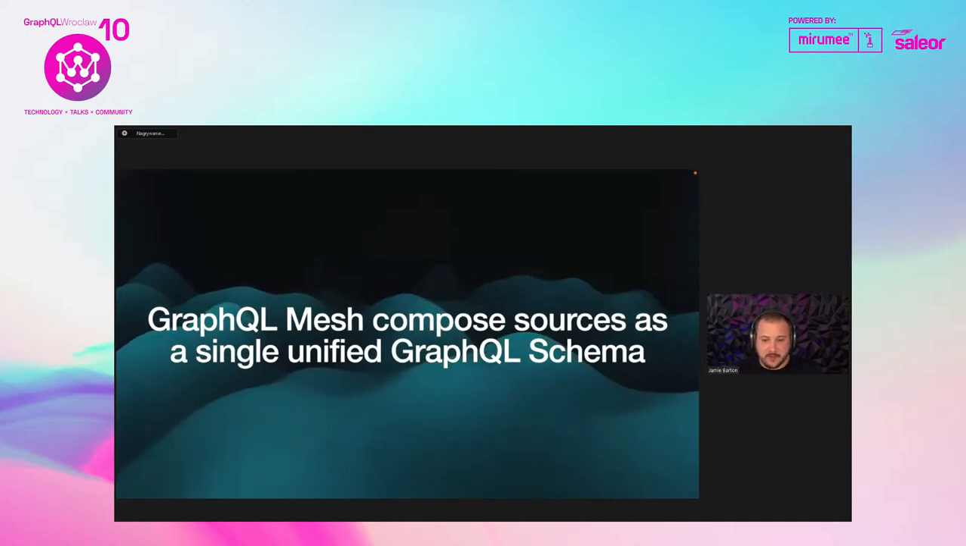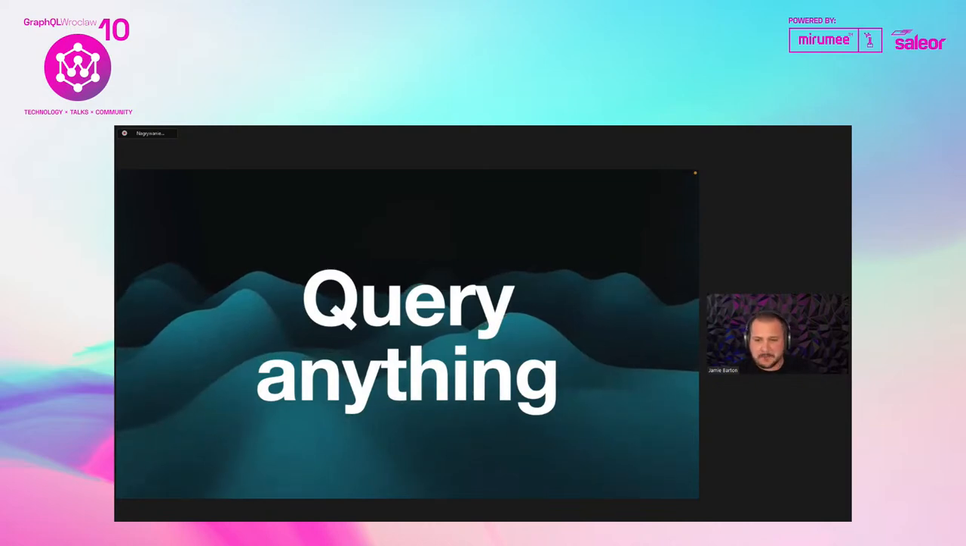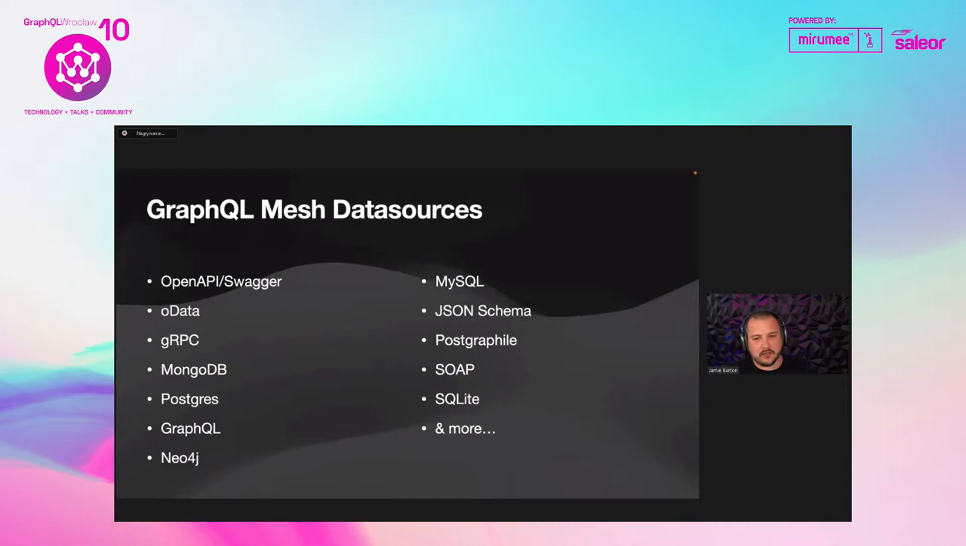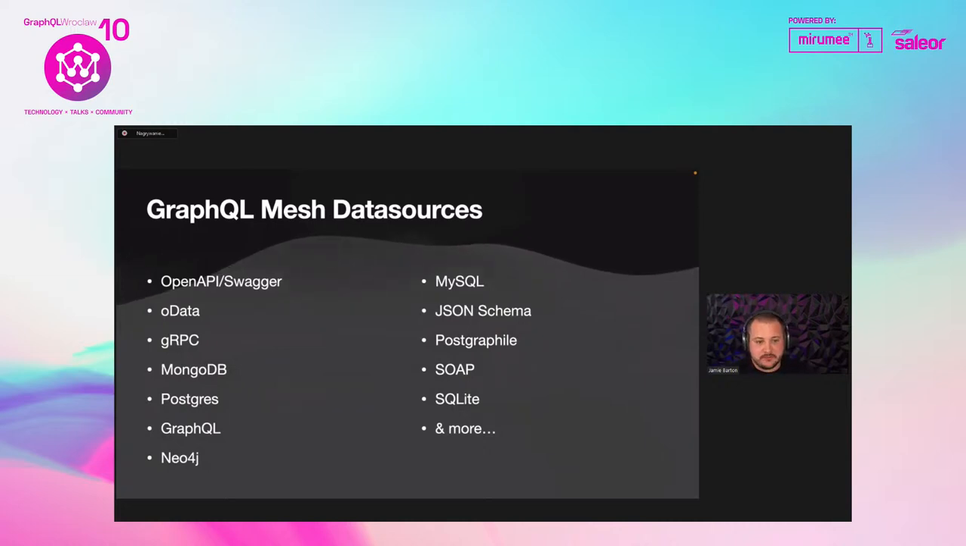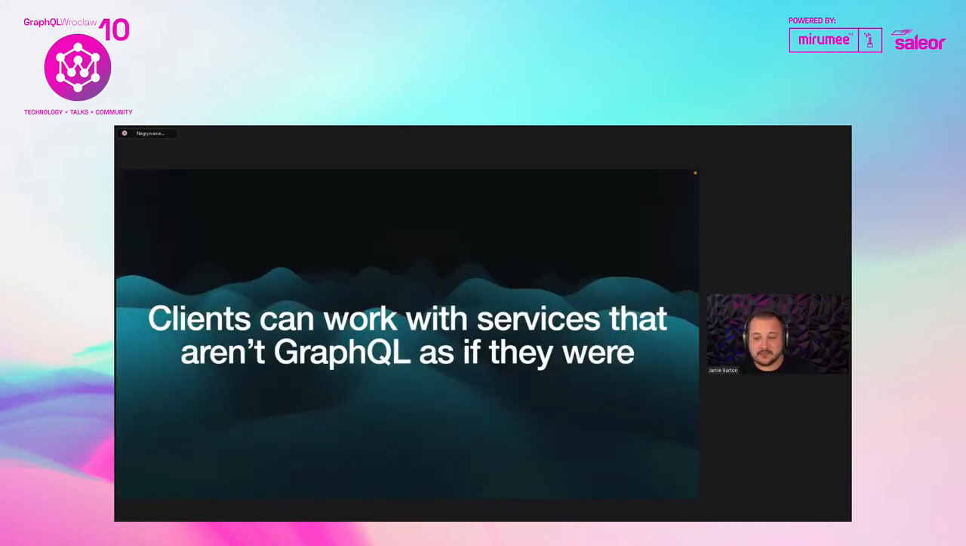So back to what I was saying before, GraphQL Mesh composes sources as a single unified GraphQL schema. You can query absolutely anything. So some examples of GraphQL data sources. Whether you're using OpenAPI, Swagger, or Microsoft OData, gRPC, maybe it's your MySQL, or you're still stuck using SOAP. You can bring all of these together as your source handlers, and you can build one GraphQL schema, which is just amazing. So yeah, you can use all of these original protocols and use them as if they were GraphQL. One example that I used recently was Stripe. Stripe don't have a GraphQL API, but I want to interact with that data in a GraphQL way. Well, using a source handler, I can do that. GraphQL Mesh gives clients the ability to talk GraphQL with services as if they were GraphQL.